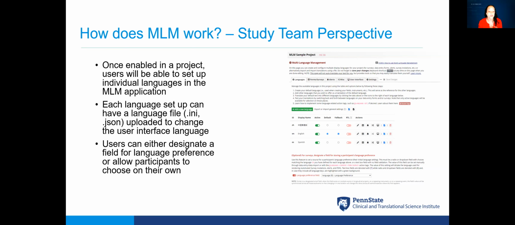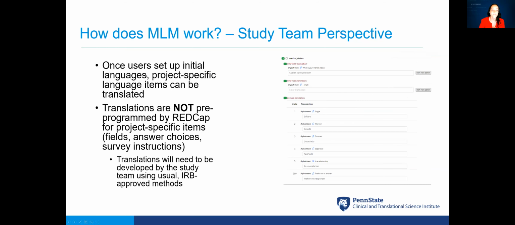And users can either designate a field for a participant's language preference, or participants can just choose for themselves. So you can have it be a very prescribed thing, or you can just say, here is this other language as an option. If you would like to view the survey in this language, this is where you can do it. Once the initial language is set up, the project-specific language items can be translated. And that is your questions and your answer choices.